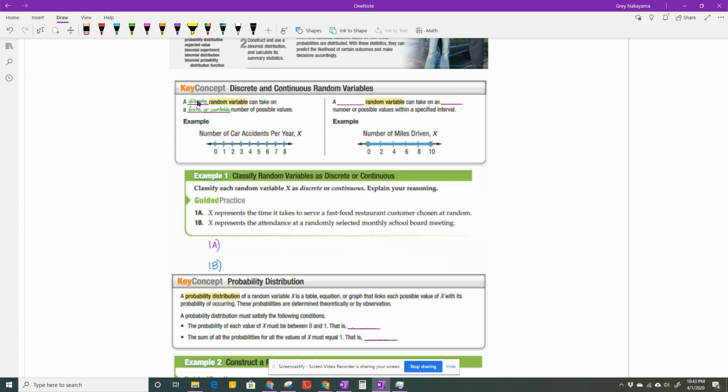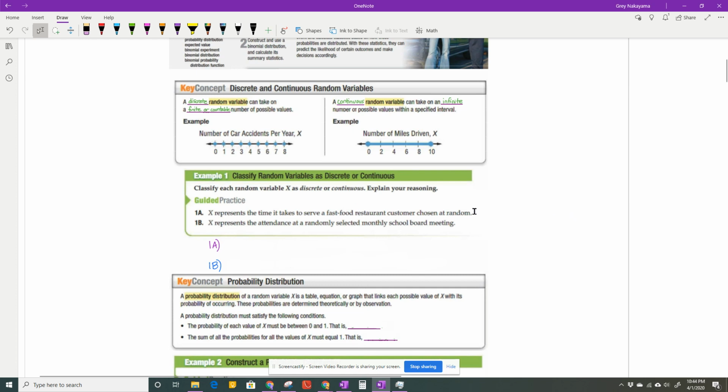On the other side, a continuous random variable is one that can basically take on an infinite number of possible values within a specified interval. When you're driving, the number of miles that you've driven, does it make sense to say that you've driven 2.5 miles? Absolutely. So if fractions make sense in the context of the problem, know that it's continuous, and if they don't, then it's going to be discrete. So here are some examples down here.